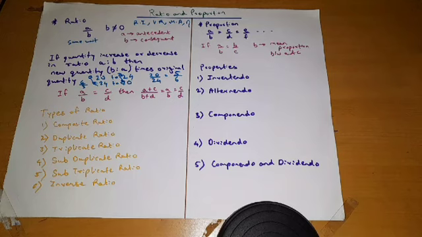And now let's see the types of ratio. Not that important, I think, but they are sometimes asked in MCQ type questions because it's very simple. Okay, types of ratio. First is composite ratio.